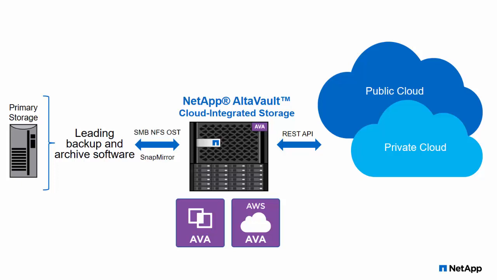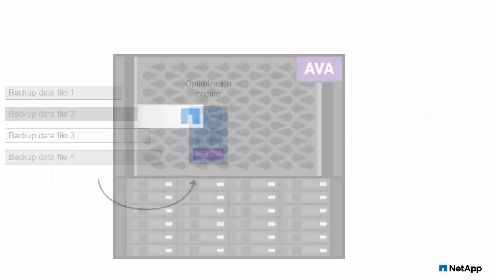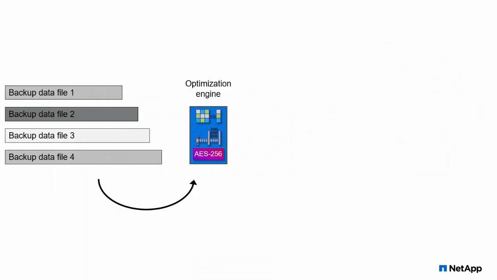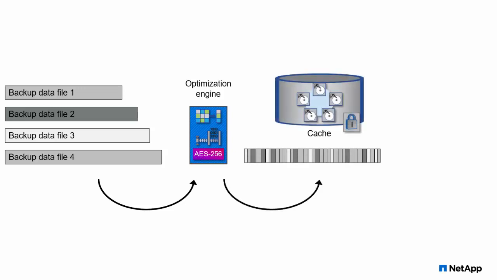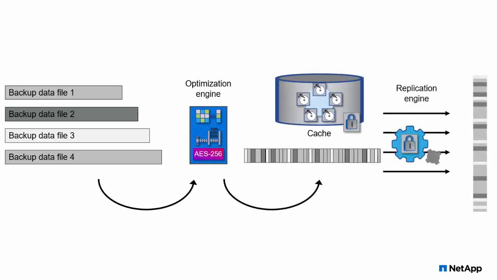The data is then optimized by applying variable length inline deduplication, compression, and AES 256-bit encryption before it is saved to the local AltaVault cache for quick restore and replicated to the cloud using your internet link for long-term data protection and disaster recovery.